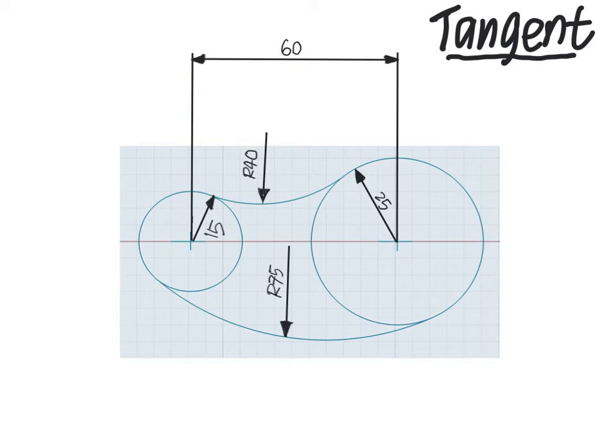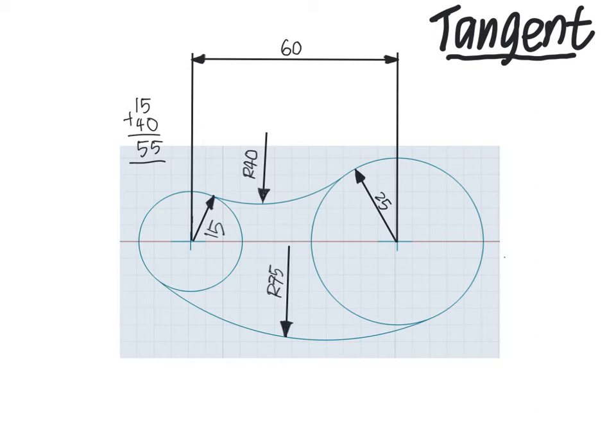Now in order to find out the tangent point, we have to know the center of the circle. They only give the radius of the arc. So how to find the center point of the arc of radius 40? We have to open up our compass with the distance 15 plus 40. So we got 55. So from this center, we open 55 to get the intersection.